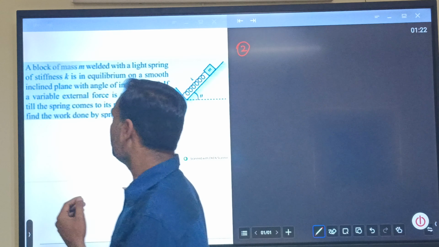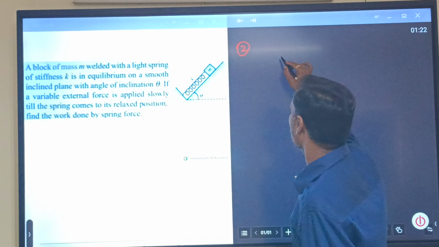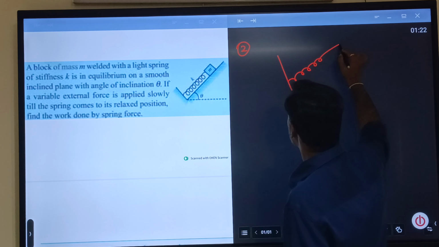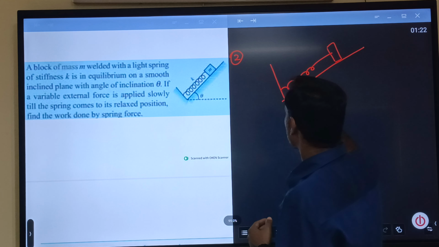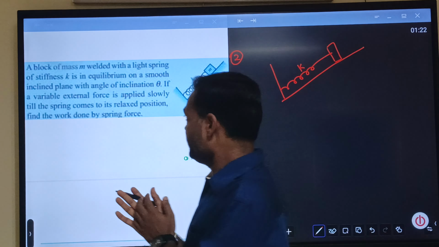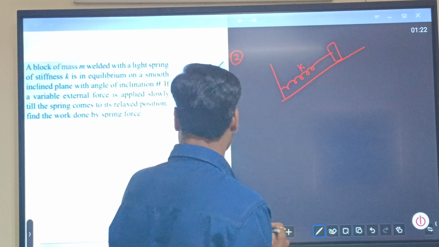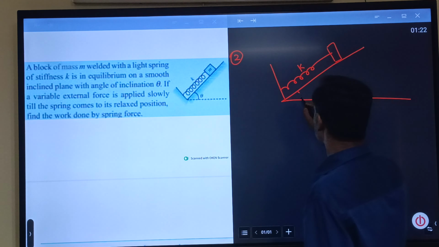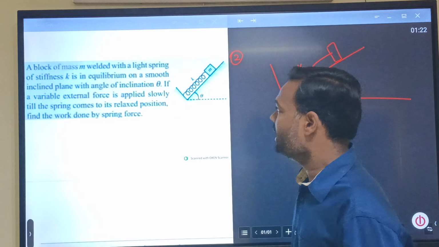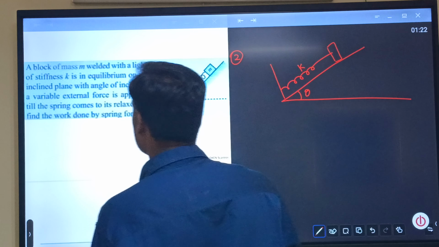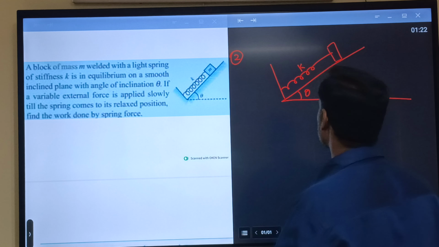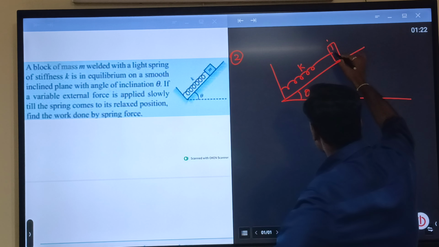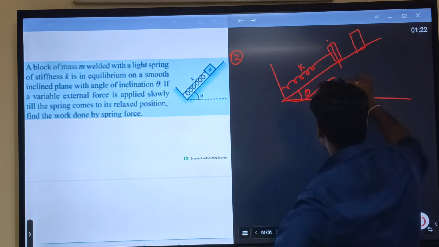A block of mass m welded with a light spring of stiffness k is in equilibrium on a smooth inclined plane with angle of inclination theta. If a variable external force is applied slowly till the spring comes to its relaxed position, find the work done by the spring force. Now the spring is already in a compressed state. Let it be at this position in the relaxed state.